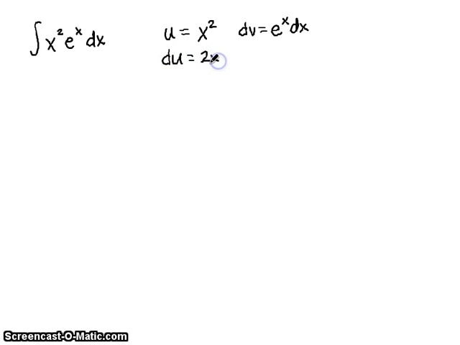Du is 2x dx. V, the antiderivative of e to the x, is just e to the x. So we have all of our parts there. So uv is x squared e to the x minus the integral of v, which is e to the x, du, which is 2x dx. I'll rewrite that, pulling our 2 out front.